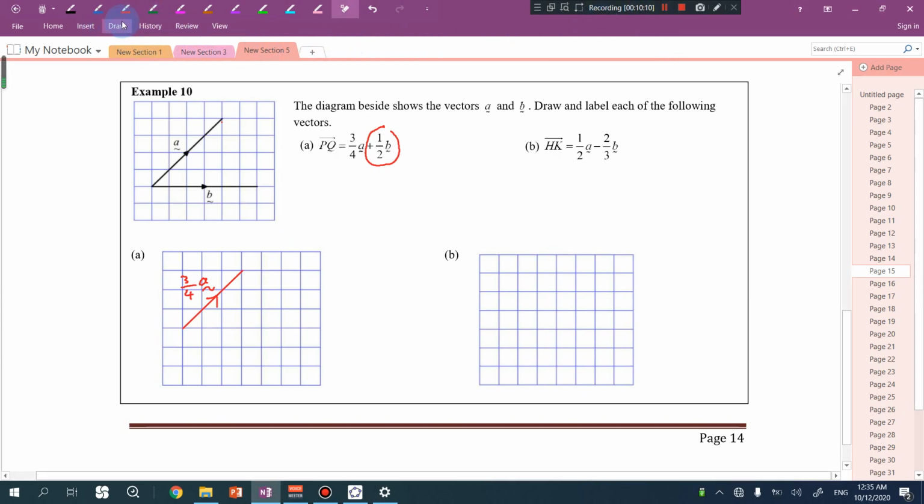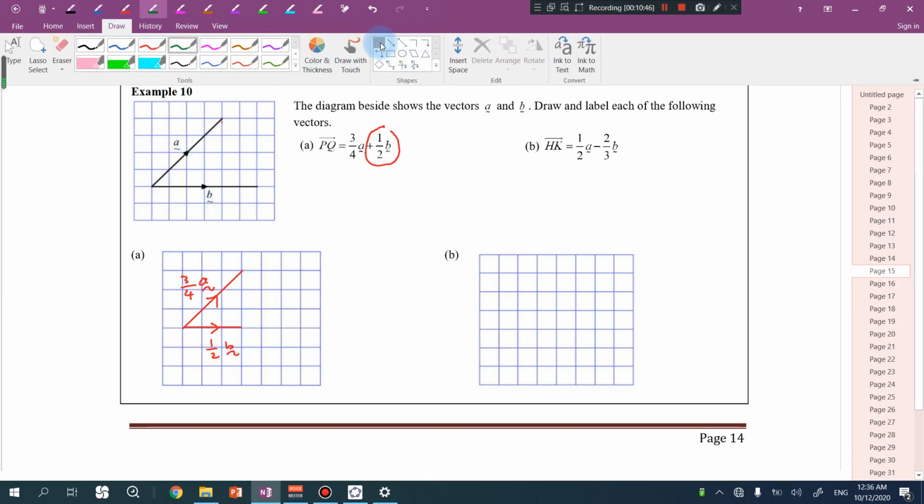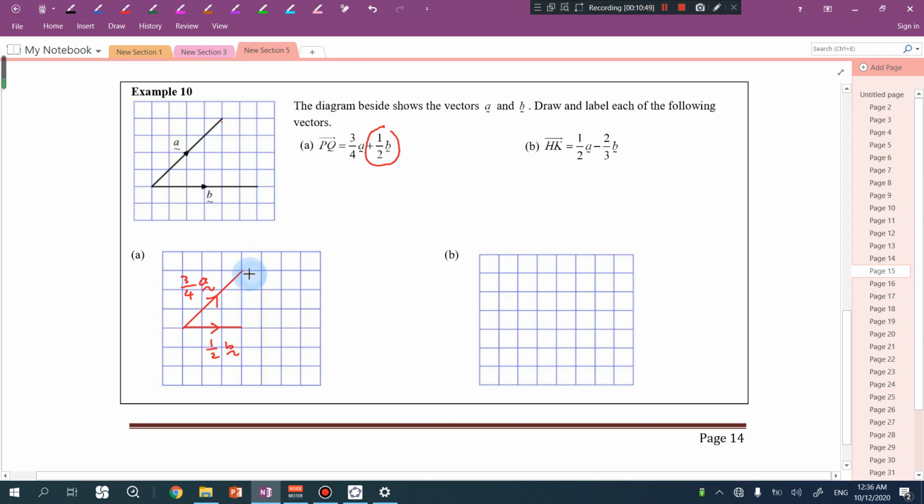Okay, so now let's say I want to draw the half of b, this one over here. Still the same, three steps. Okay, so this is half of b. But be careful, we don't connect this way because this is not 3 over 4a plus 1 over 2b. This one we can use the parallelogram law, right? So you remember. Now I transfer this line, go up here, 3 steps to the right hand side.